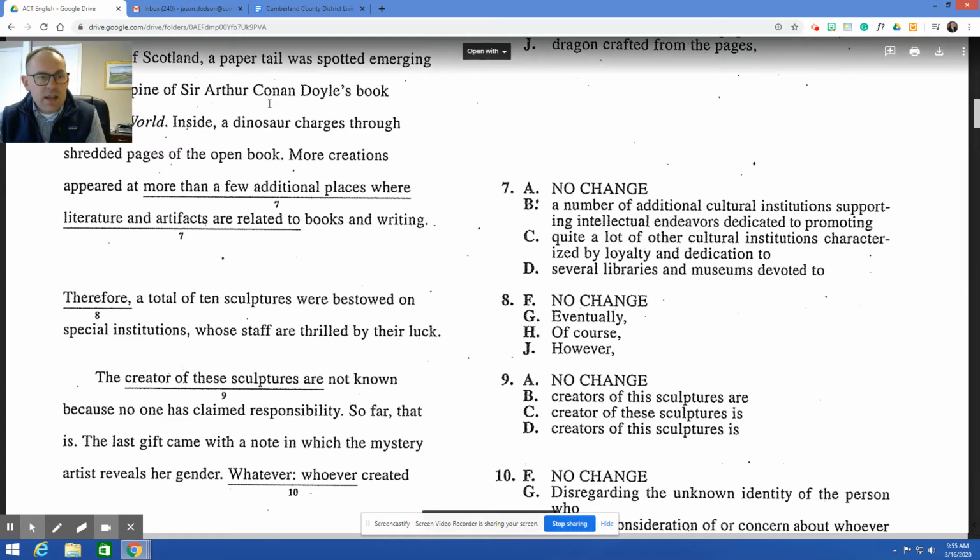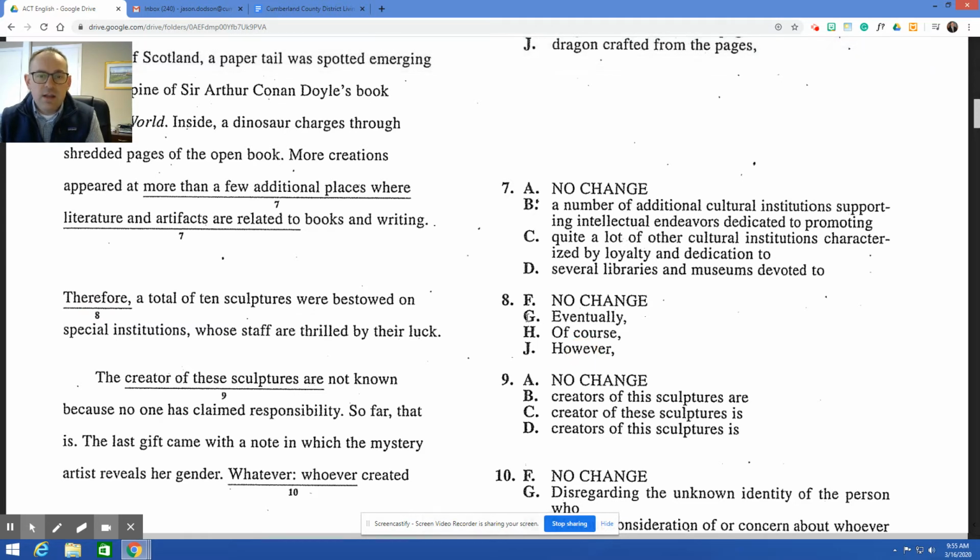Here, this is a time order sequence. So we're going through time, that at first these sculptures were discovered and finally this was discovered. Therefore doesn't work because it's not cause effect. However doesn't work because it's not contrast. The only time order transition is G, eventually. So it indicates a chronology.